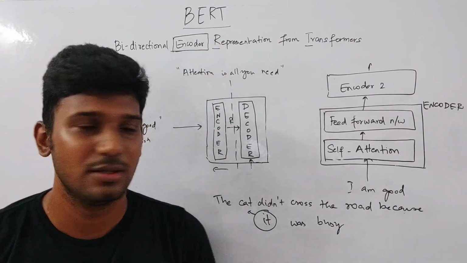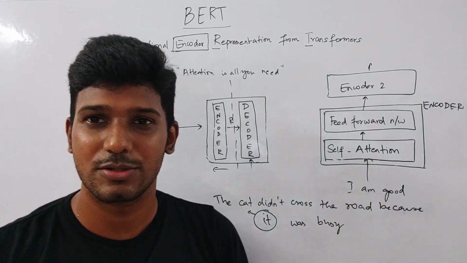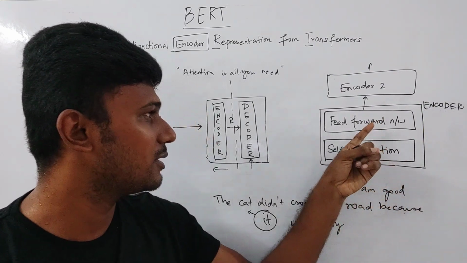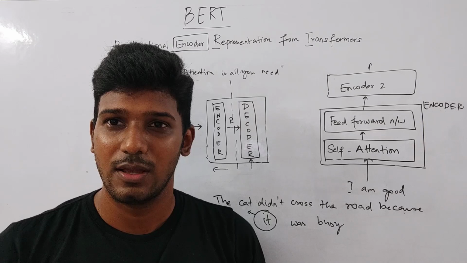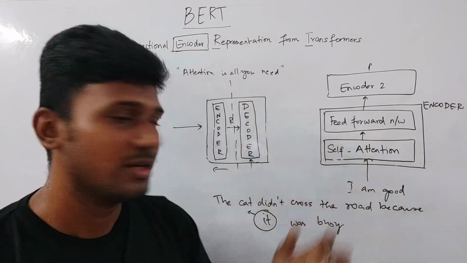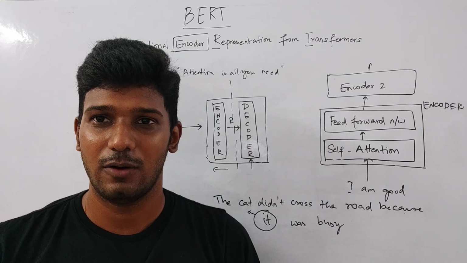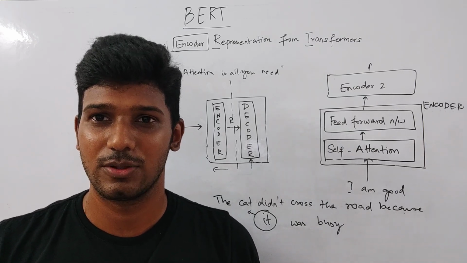And now the question arises: how many encoders do we use, how many self-attention layers do we use, and what is the number of output neurons in the feed-forward network? All these we'll see in the next video. These are the configurations of BERT, and we'll see how different configurations of BERT work and which configuration to use at which time.